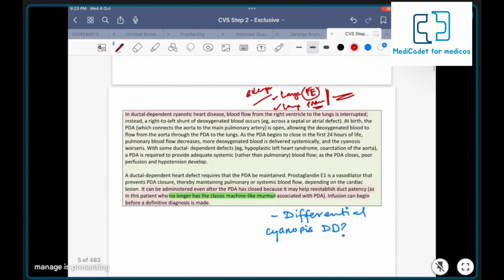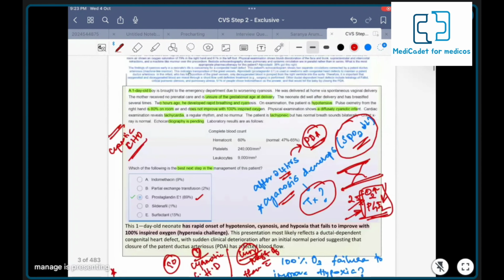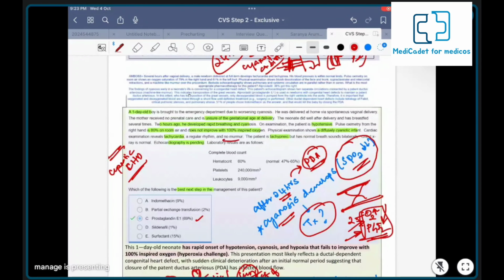So one more thing is, not all patients, as you can see in this question, have anything said about the murmur. There's no murmur in this patient. If they are talking about a PDA patient, like a baby having PDA, then they will say something about the continuous machinery-like murmur. But here the PDA is closed. That is what is causing all the symptoms. So in this patient, they might not give you the symptom for the PDA.